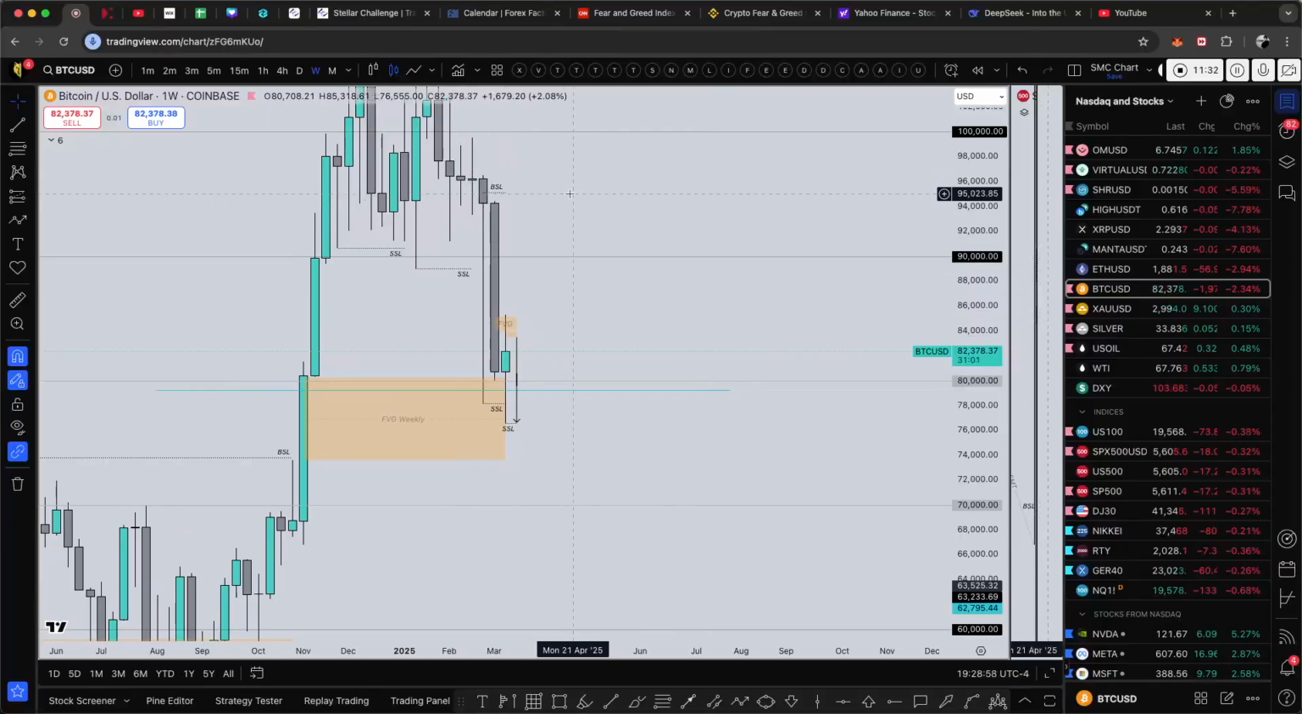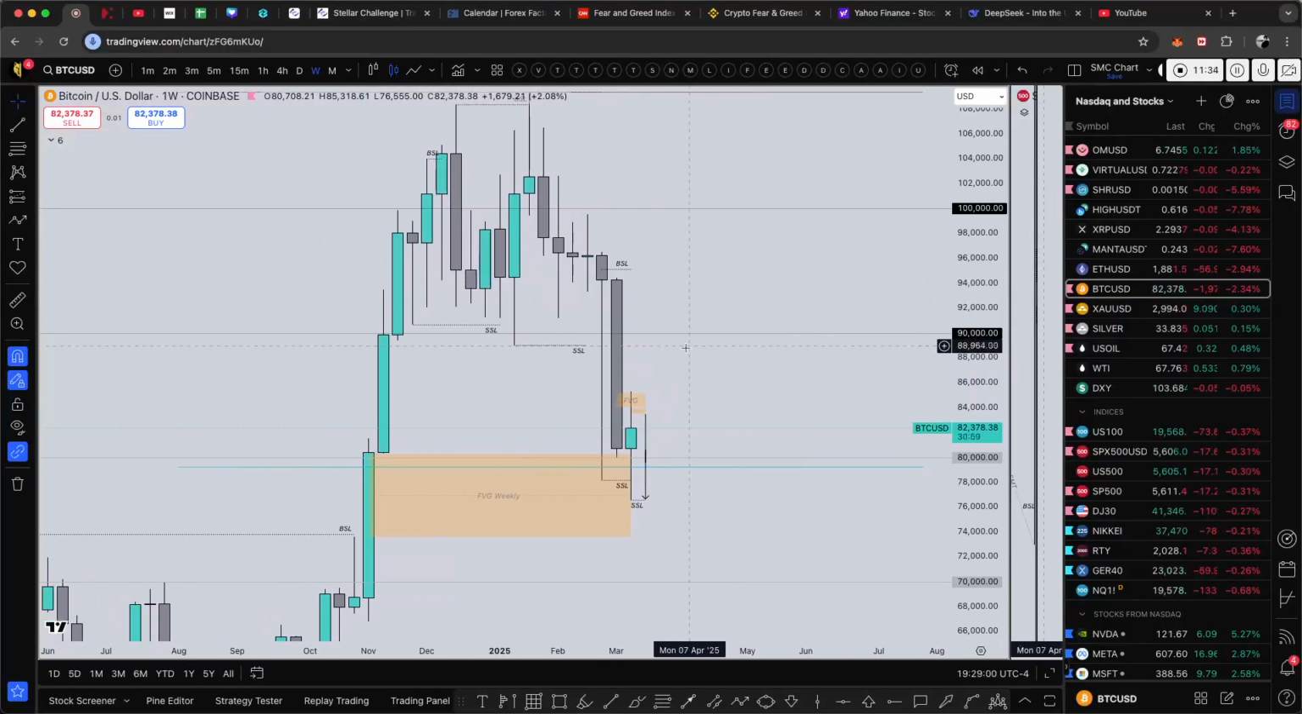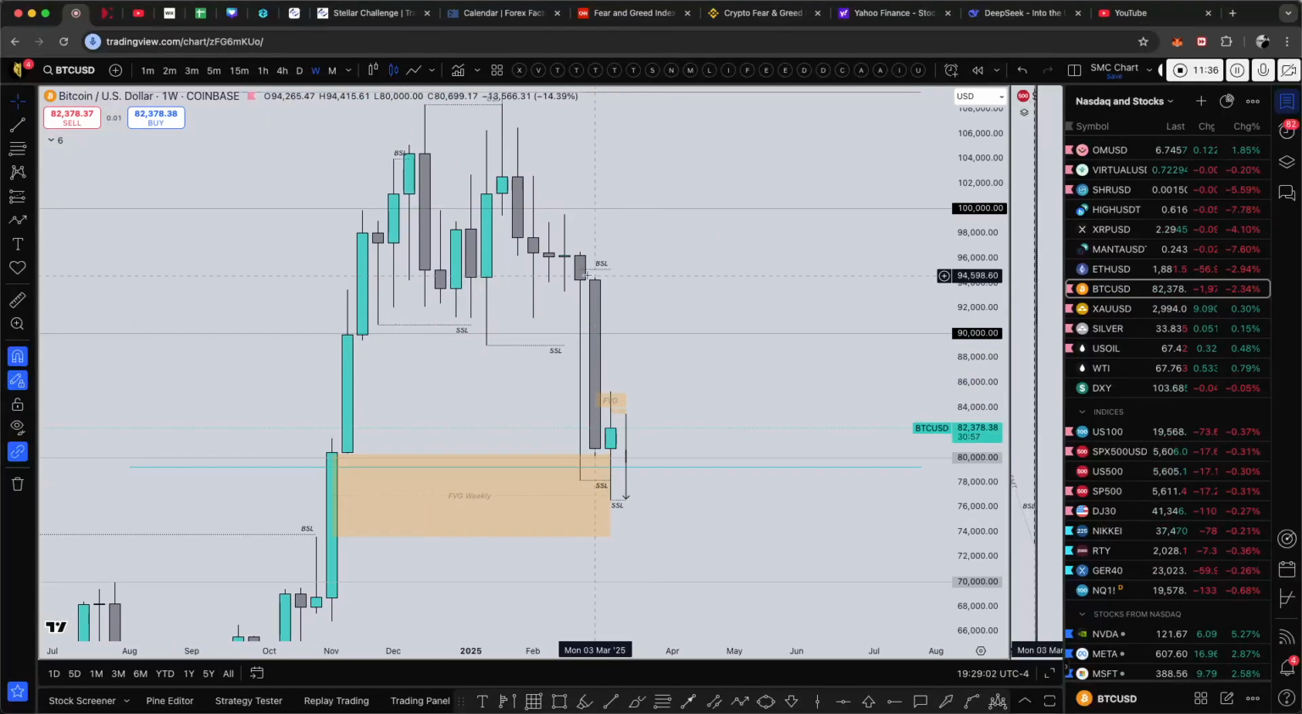Look at this. This looks weird also on the weekly. There's no fair value gap right here. Look at the size of this rejection. I was thinking we were going to push up, right? But then we displaced. We did feel it, anyways, all that week.